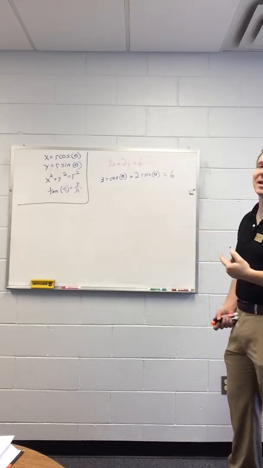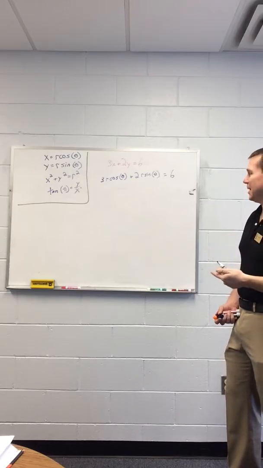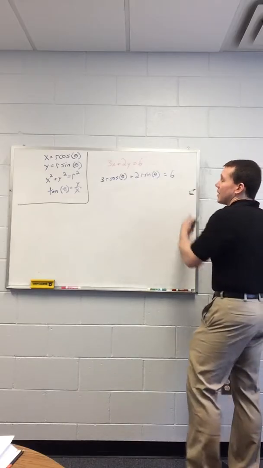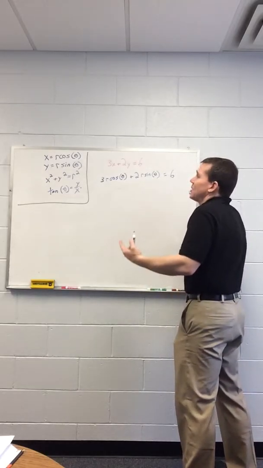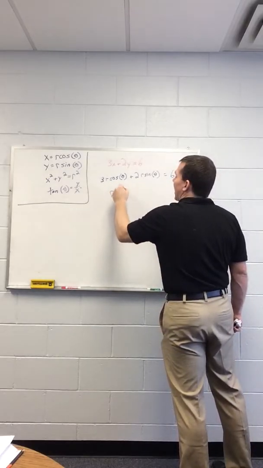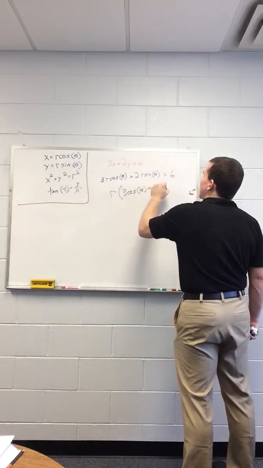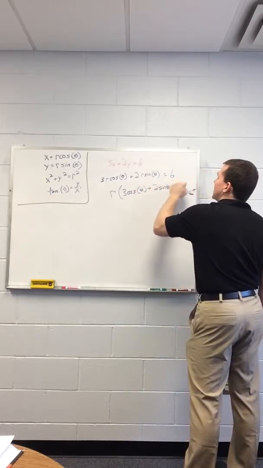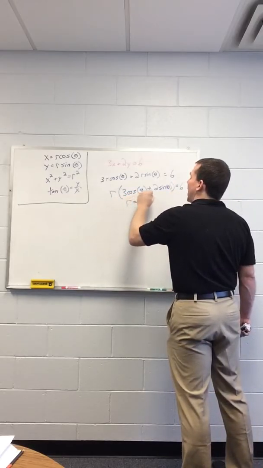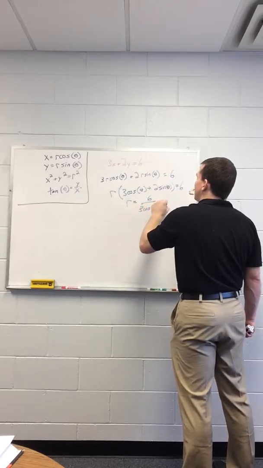It's all in terms of r and theta. Some of these you can simply algebraically manipulate to make them look nicer. Other ones, it doesn't work that way. For the purposes of this one, if you want to solve for r, you can factor r out of both terms, and you get r times (3 cosine theta plus 2 sine theta) equals 6. And now divide this whole term over, and you get r equals 6 over (3 cosine theta plus 2 sine theta).